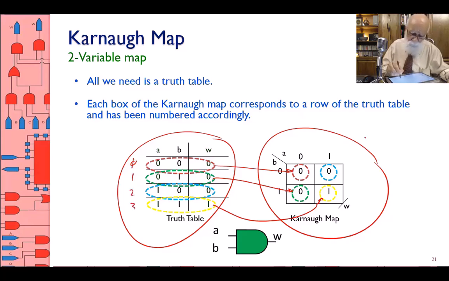And then if you want to number the boxes in your Karnaugh map, that becomes 0, then this becomes 1, this becomes 2, and this becomes 3. So if you want to memorize how a Karnaugh map is set up according to the rows of the truth table, this is the way.